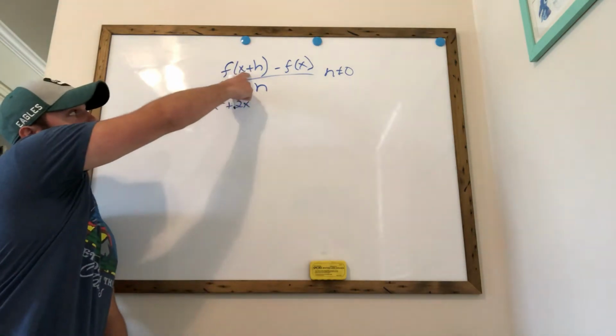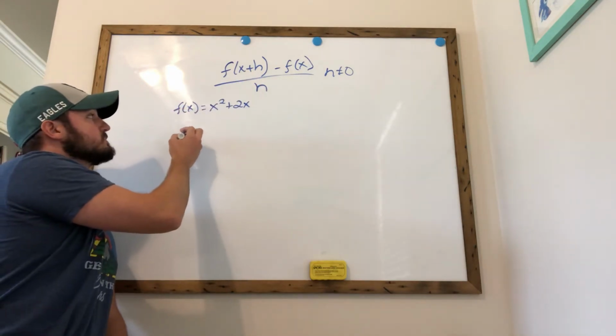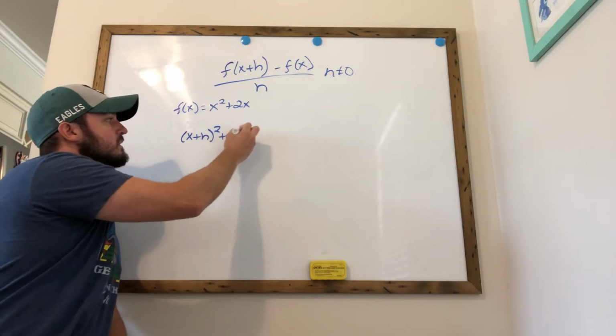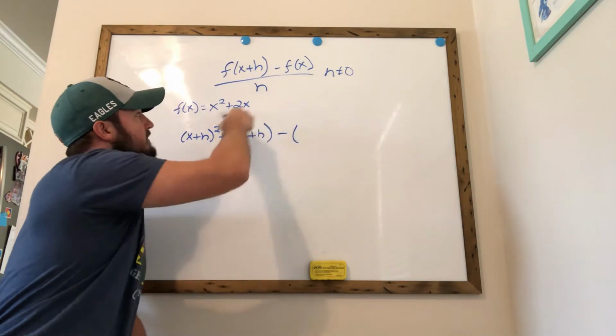So in this, you're replacing x with an x plus h, right? So this becomes x plus h squared. Okay, and then you're just subtracting f of x.